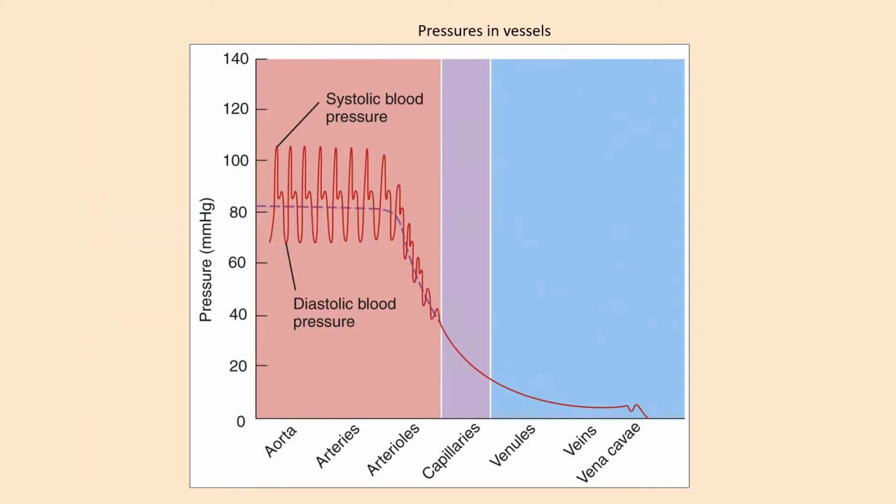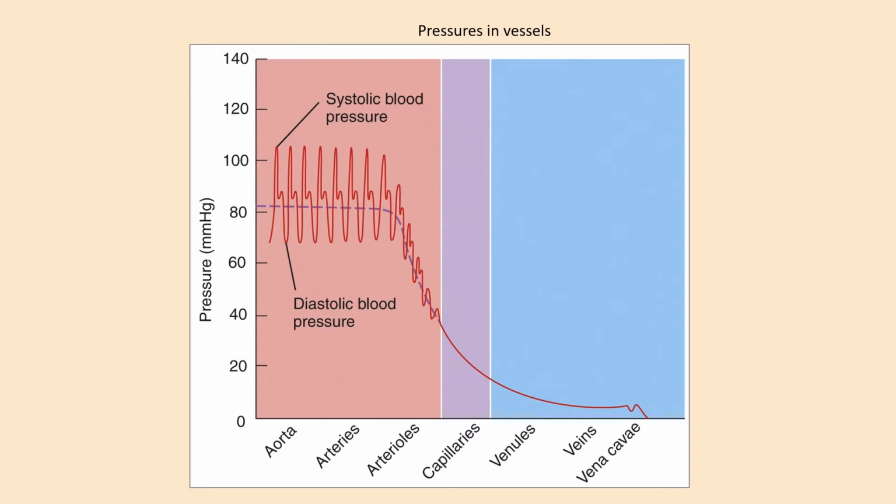This graph shows the pressure in the vessels as blood flows through the cardiovascular system. On the vertical axis, we see pressure expressed in millimeters of mercury. On the horizontal axis, we see various blood vessels leaving the heart and then returning to the heart. So blood leaves the heart in the aorta. It travels through arteries, through arterioles, through capillaries, and it makes its way back to the heart through venules, veins, and finally into the heart through the superior and inferior vena cava.